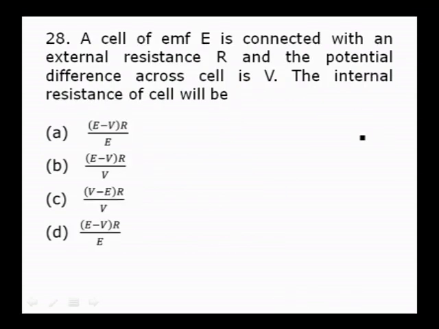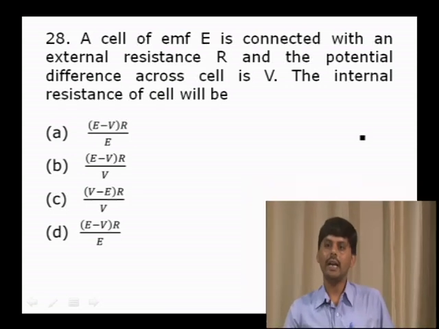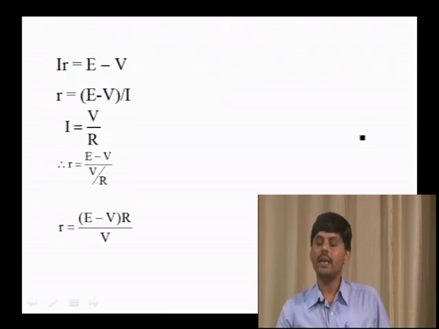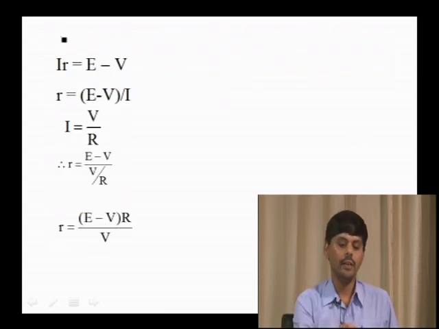Yes, question number 28. A cell of EMF E is connected with an external resistance R and the potential difference across the cell is V. The internal resistance of the cell will be, A, EVR divided by E, B, EVR divided by V, option C, E minus V divided by E, minus VR divided by V, and D, E minus V divided by R divided by E. Okay. See, we have a basic formula, that is V is equal to E minus Ir.